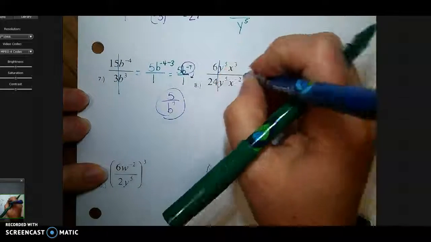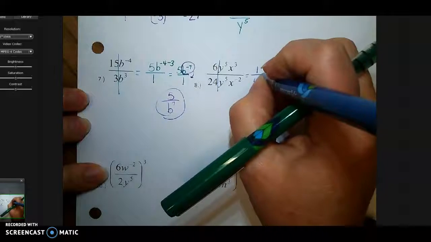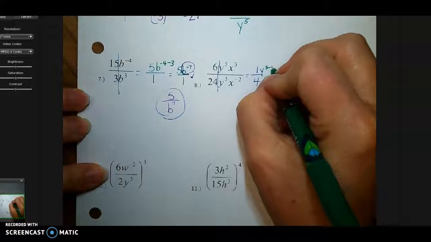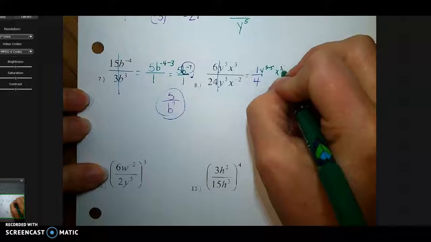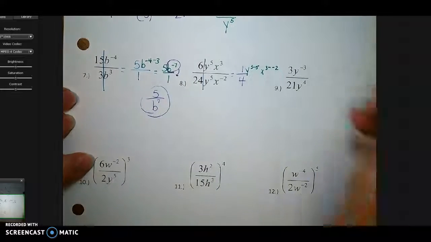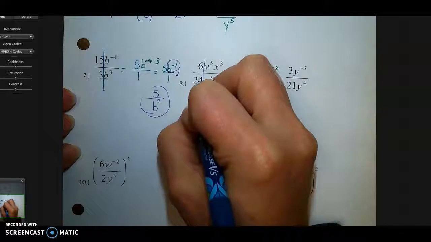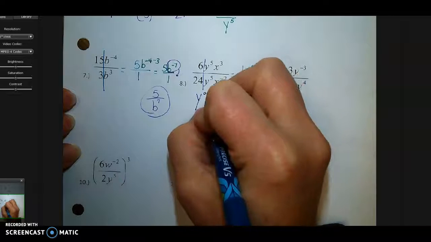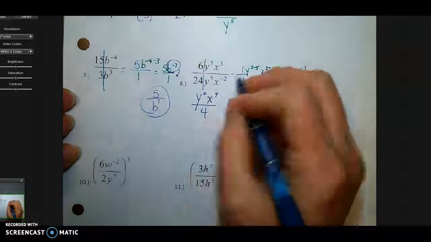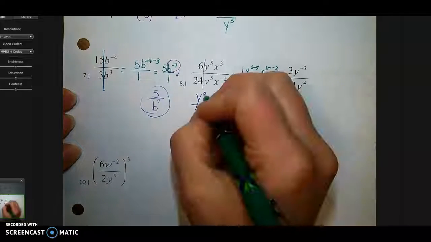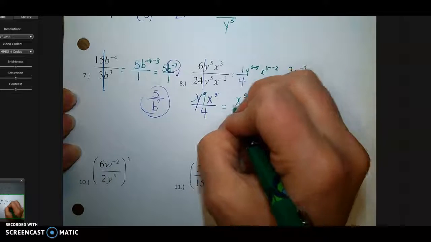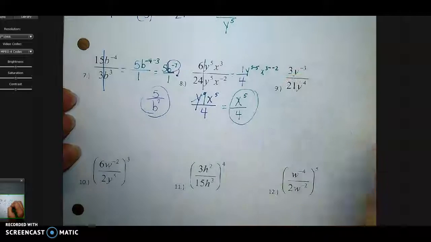On the next one, when I reduce that, I get y to the 5 minus 5 and x to the 3 minus a negative 2. So think about what's happening there. This is going to become y to the 0, x to the 5th power over 4. Remember, y to the 0 power is just 1. So that would be 1 times that, which we just write as x to the 5th over 4.